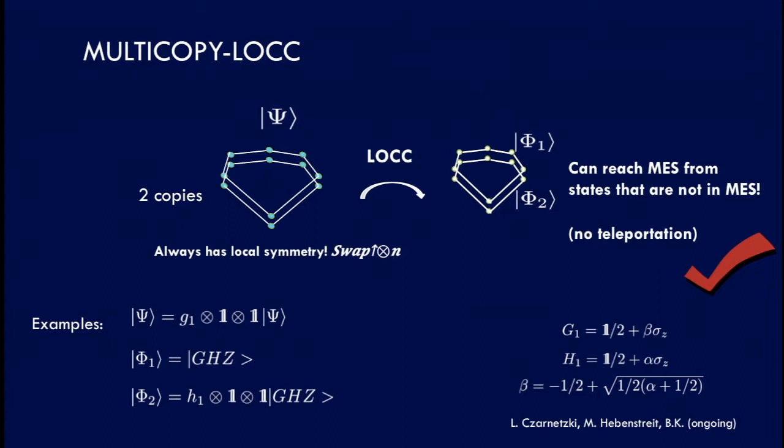And maybe, okay, if you go to many copies, there's an upper limit to the number of copies, which is simply due to teleportation. But maybe you can go below that limit and show that the MES is finite, or there are just a few states remaining, or something like that.